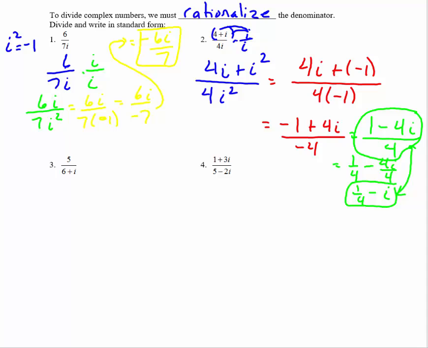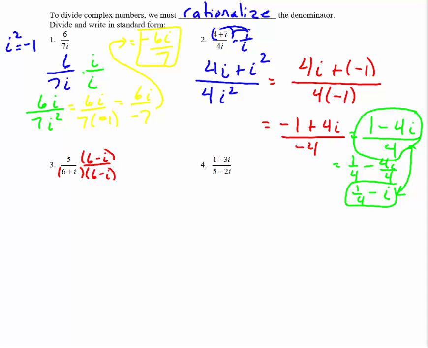Now looking at 3 and 4, they're different than 1 and 2. 1 and 2 only had, in a sense, a monomial in the denominator. But on 3 and 4, we have a binomial. So what did we do in the previous section? To get rid of a radical in the denominator when we had a binomial, we multiplied by the conjugate. So the conjugate of 6 plus i is 6 minus i. And we did the same thing on top and bottom.